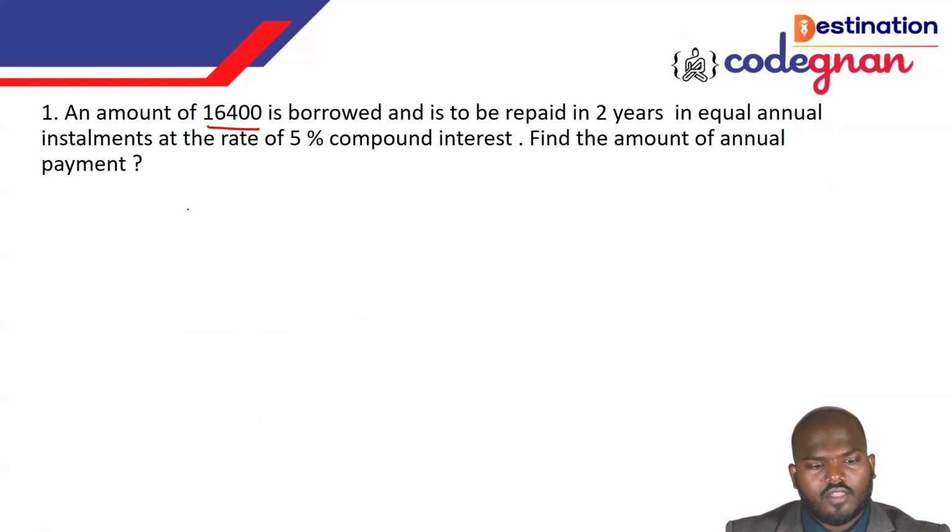Okay. So as of now, they are saying that the amount is equal to 16,400. Then this is not the principal. You need to take it as the value of the thing. That is A is equal to installment. So how many times the installment is, we don't know, right?